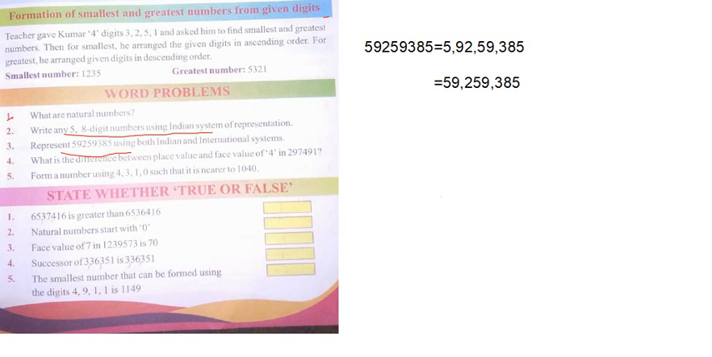And the next question, what is the difference between place value and face value of the 4 in this number? So I will write here that number. The number is 297491. And everybody knows that place value of 4 is how much? Place value of 4 is 400. How? Everybody knows that.